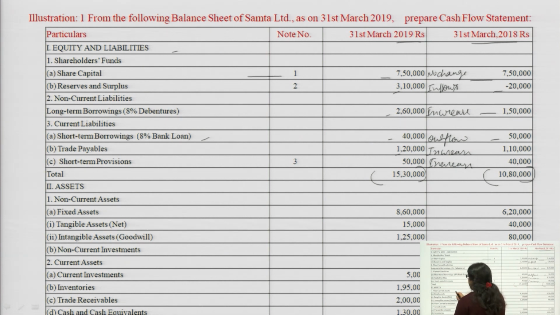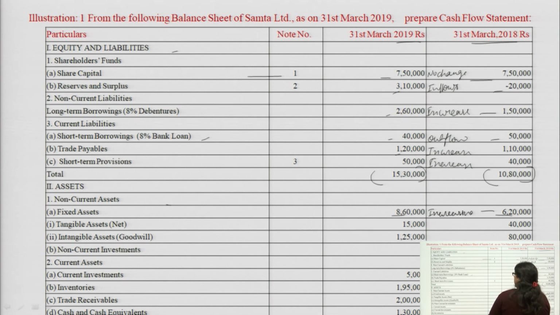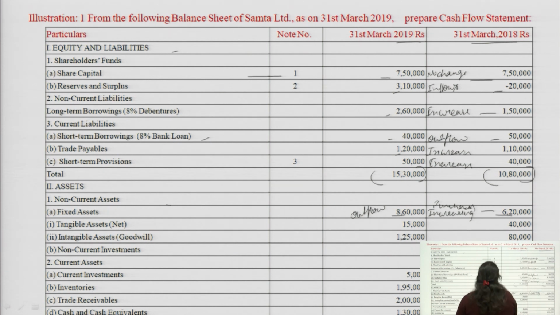We will talk about the assets here. Non-current assets: fixed assets have increased, earlier 6,20,000, now 8,60,000. What is the meaning of increasing? Fixed assets increasing means a purchase has been made, and a purchase means an outflow of cash. Tangible assets were earlier 40,000 and are now 50,000. Intangible assets like goodwill were earlier 80,000 and are now 1,25,000.